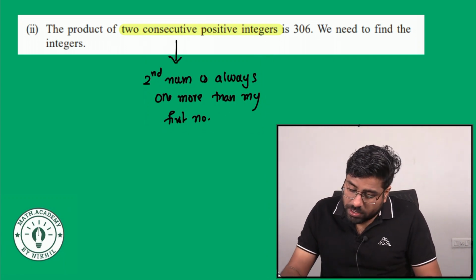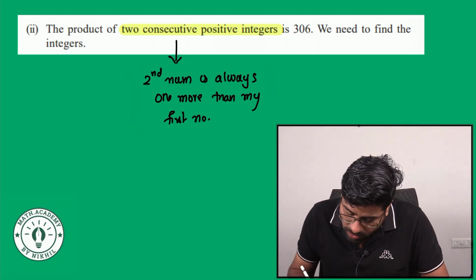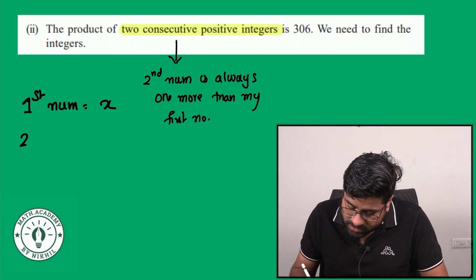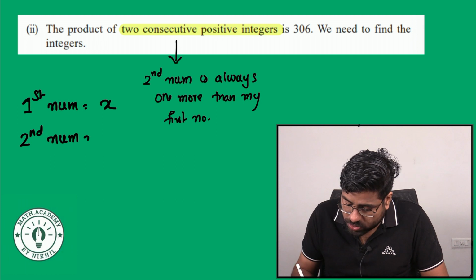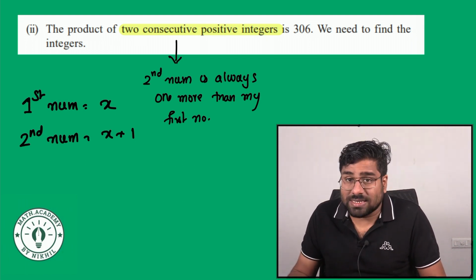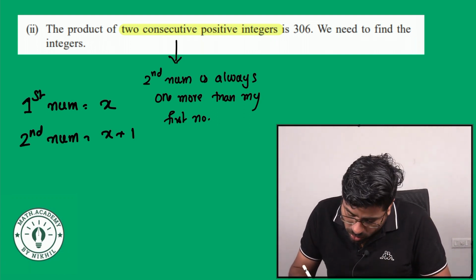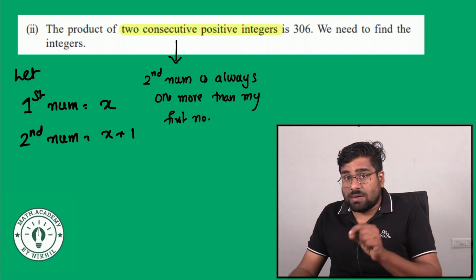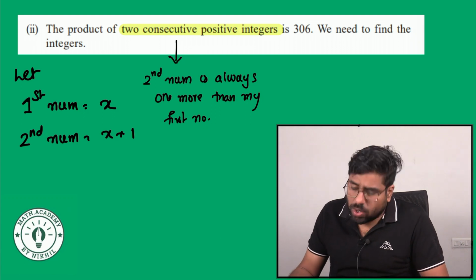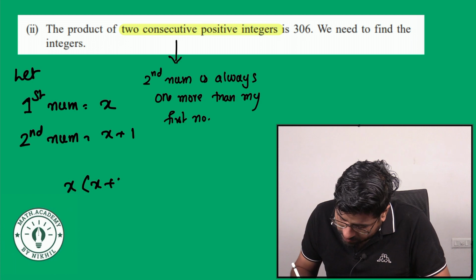So when I'm trying to write something, I'm going to think of my thought process. My first number, I'm calling it, say, x, then my second number is going to be one more than the first number. So if the first number is x, the second number is going to be x plus 1. So that logic is very much clear, right? So I'm going to write: let the first number be x, then the second number is equal to x plus 1. Now how can I write it down? Yes, that is going to be x into (x plus 1), the product.